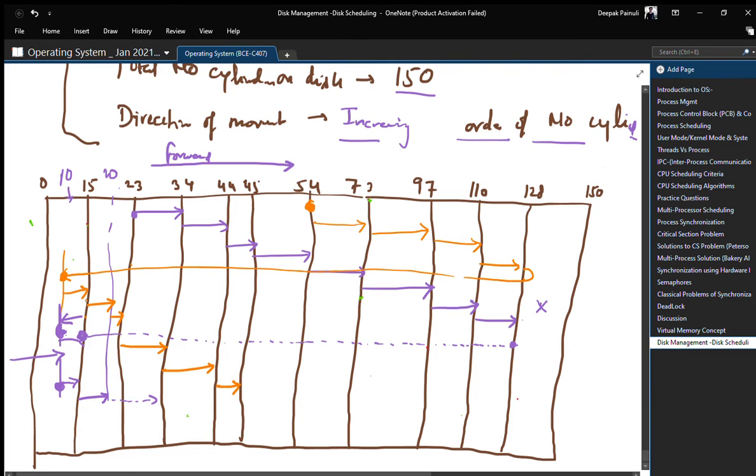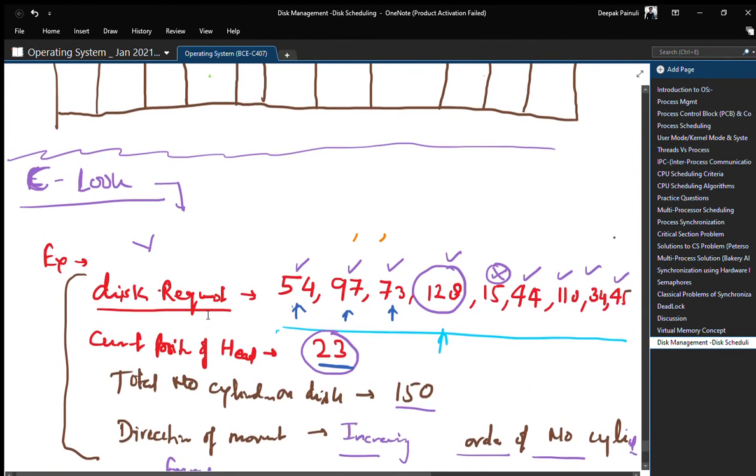But using another example, we understood it will jump to the lowest number of cylinder, which was 10, and after that it will start again looking for further requests in this direction. So in this direction we have requests of 15, 20, 23, 34, 44, 45. At 45 it will stop its algorithm. So this is our C-LOOK.